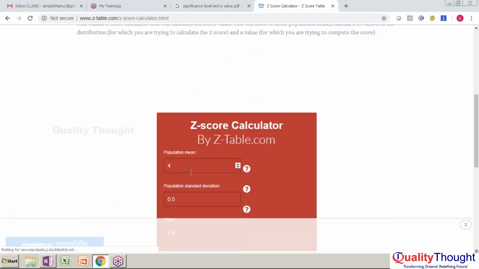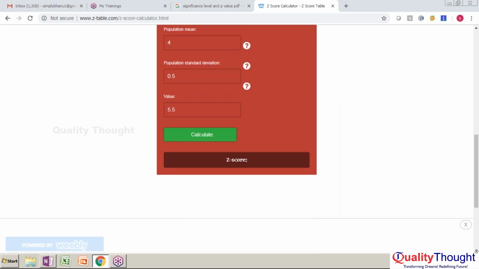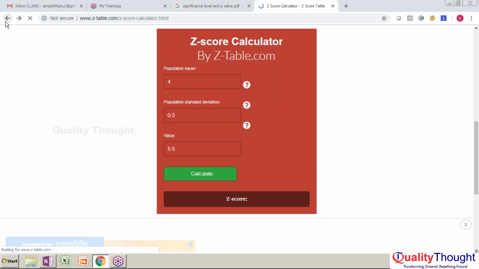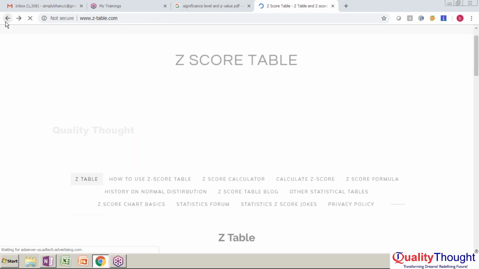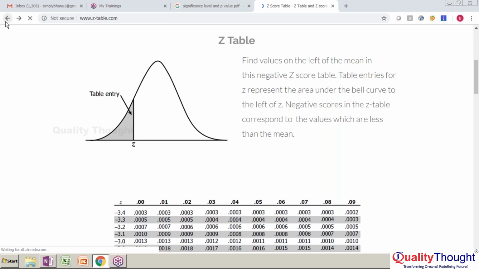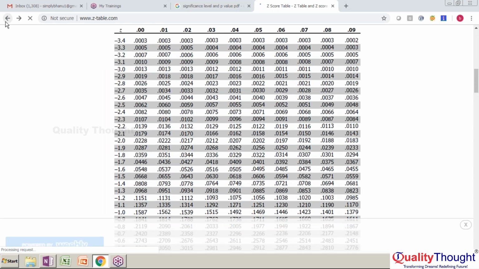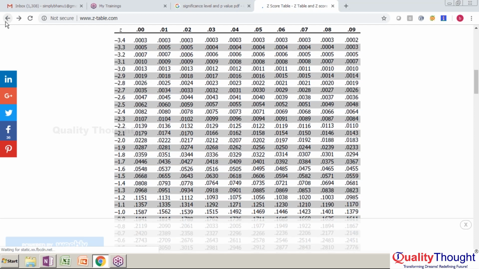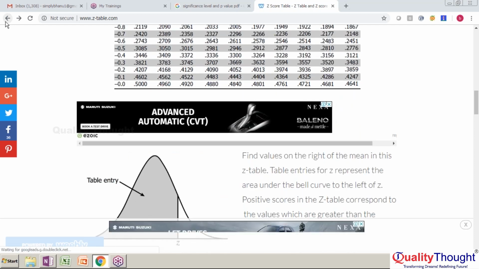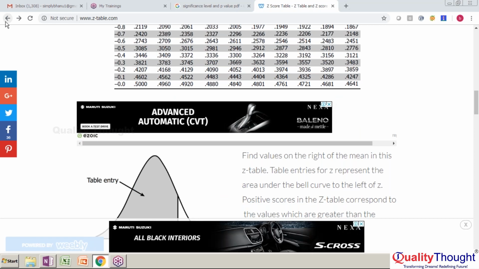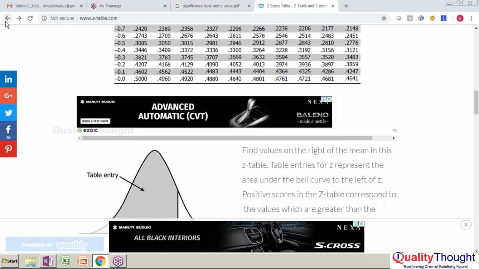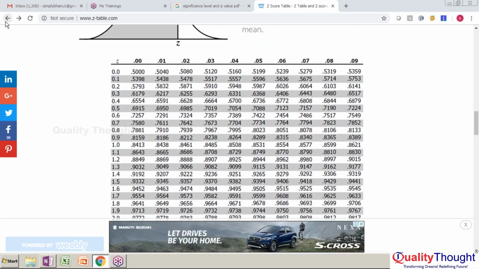So take a look at this one. It is asking all these things again. This is best. Look at the 0.05 significance level. A 5% significance level means 0.05. Okay, 0.05.